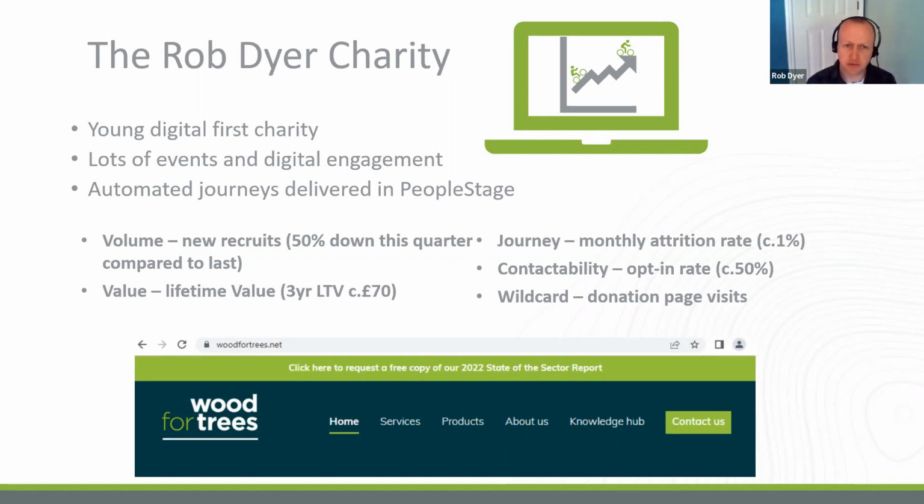And then my wildcard at the bottom there is donation page visits, because again, I need to know whether the value and volume metrics above, so the new supply of supporters and the lifetime value, are correlating with my web traffic. I want to get some context of whether lots of people are seeing my web page and donating or signing up or not. Because then I know a little bit more about what I need to focus on, what needs improvement, and how to go about things.